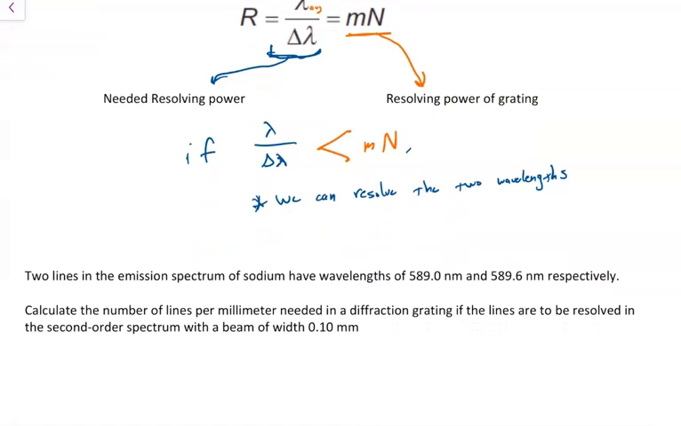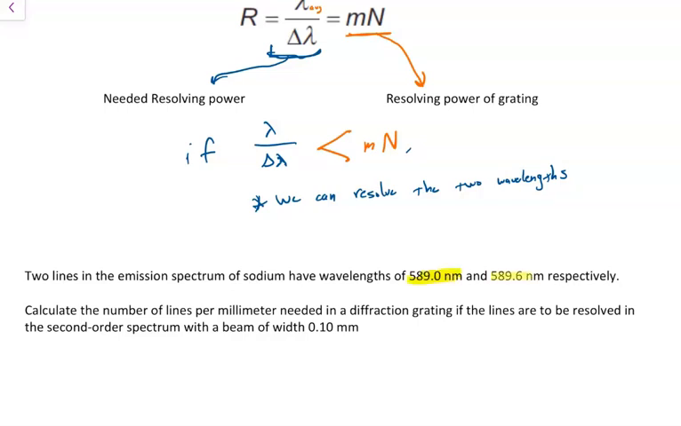So let's do a practice problem. We have two lines in the emission spectrum of sodium that have wavelengths of 589 nanometers and 589.6 nanometers, respectively. Calculate the number of lines per millimeter needed in a diffraction grating if the lines are to be resolved in the second order spectrum with a beam of width 0.1 nanometers. So there's a lot of information being given.